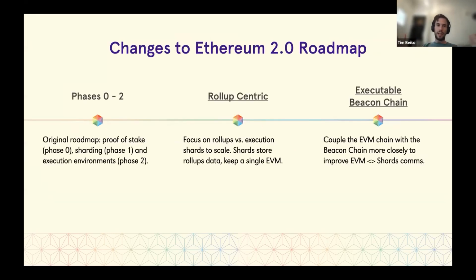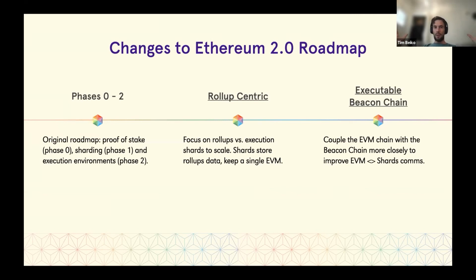To explain the merge, it's worth looking at the Ethereum 2.0 roadmap and how it's evolved over time. I think a lot of people are still familiar with the first iteration, or I guess the most popular iteration of the Ethereum 2.0 roadmap, which was to have phase 0, 1, and 2. At first we wanted to have phase 0, which was launching the proof of stake system, which we did. It's the beacon chain, it's up, it's running.